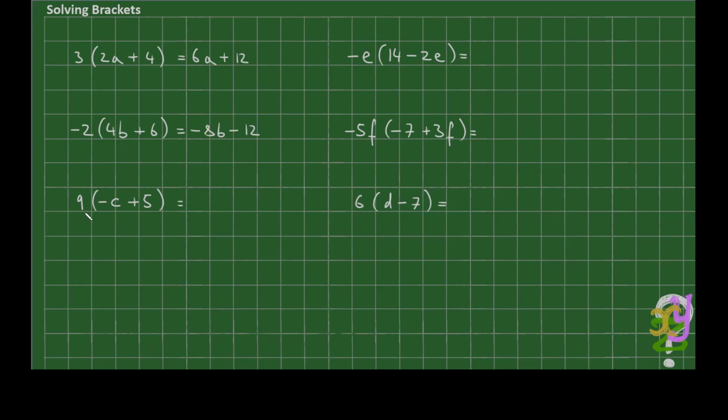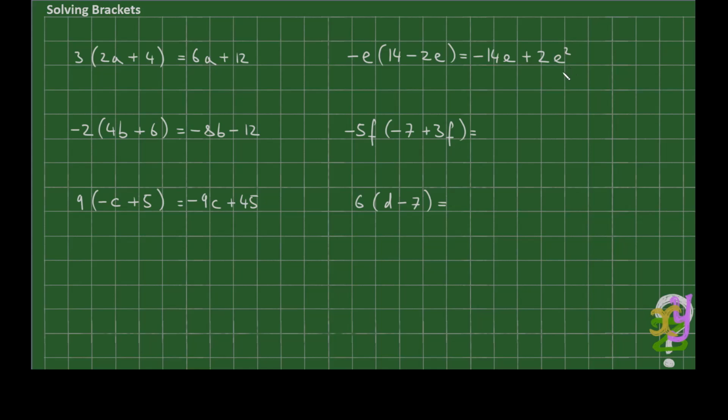Next, we have 9 multiplied by negative c, that is negative 9c, and then 9 multiplied by positive 5, that is positive 45. Moving over to the right, negative e multiplied by 14 is negative 14e. Negative e multiplied by negative 2e, negative multiplied by negative will give me a positive, and I will have 2e squared, because e multiplied by e is e squared. Do not forget about the power rules.